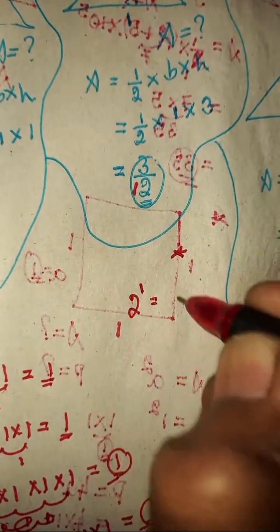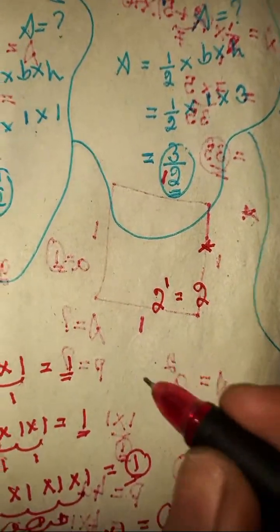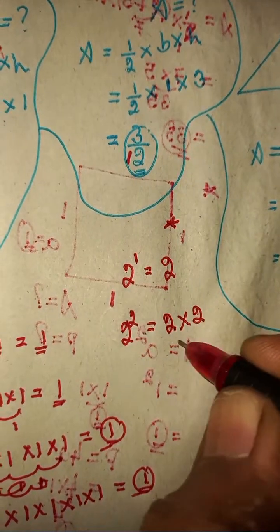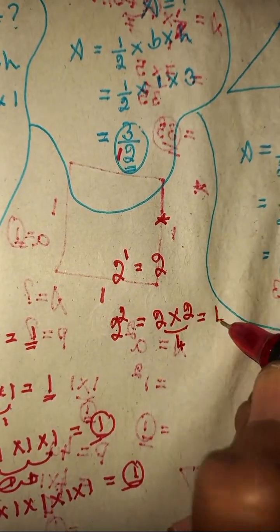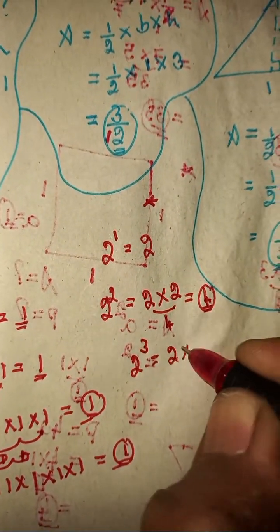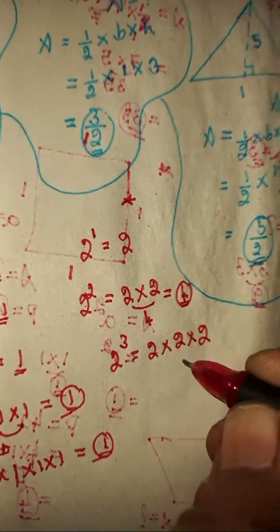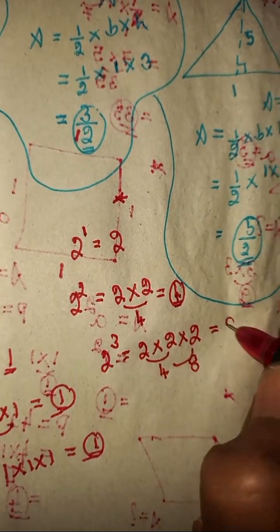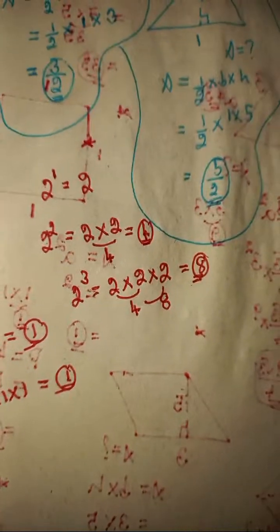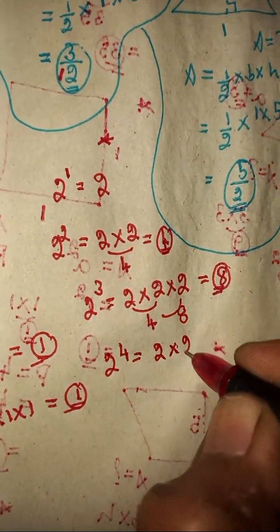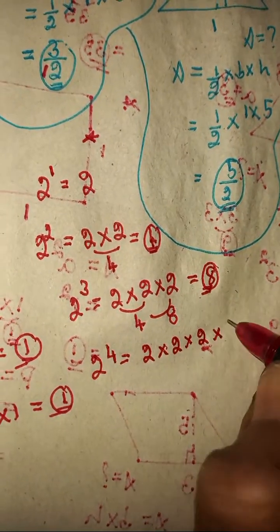2 power of 1 is just 2. 2 square means you can write it as 2 times 2. 2 times 2 is 4. And 2 cube means 2 times 2 times 2. 2 times 2 is 4. 4 times 2 is 8. So it becomes 8.